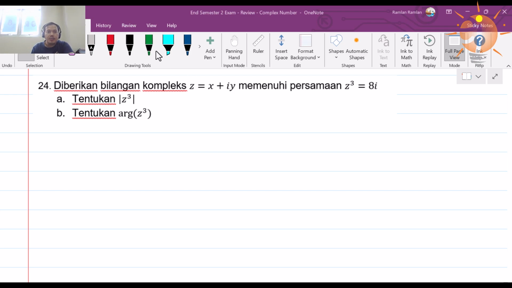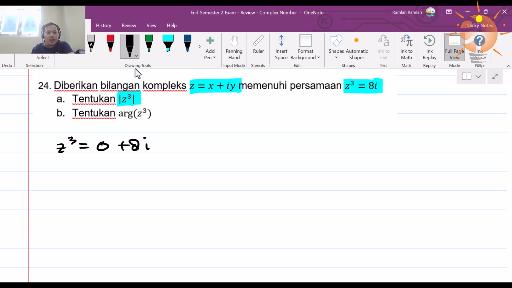So given a complex number z equals x plus iy, in which z to the power of 3 is 8i. The first question is to determine the modulus of z cubed. So let's rewrite what we have here. In 8i you only have the imaginary part, you don't have any real part, right? So I can write z to the power of 3 as 0 plus 8i.